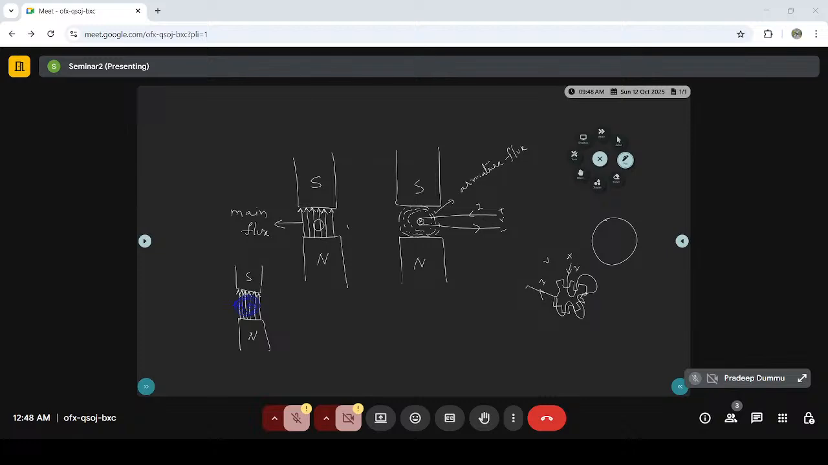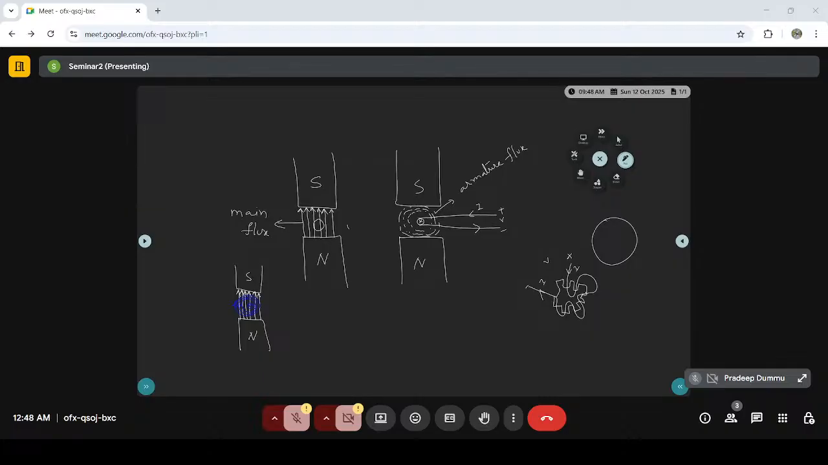If you know the current direction, then we can say it is clockwise or anti-clockwise. But here the assumption is clockwise. We have taken the clockwise assumption. The armature flux is clockwise. This is the concept.